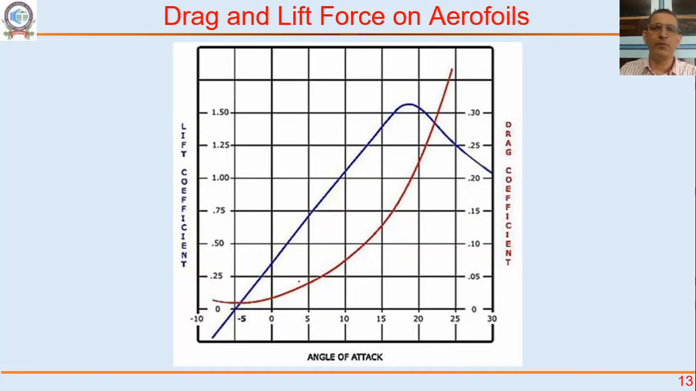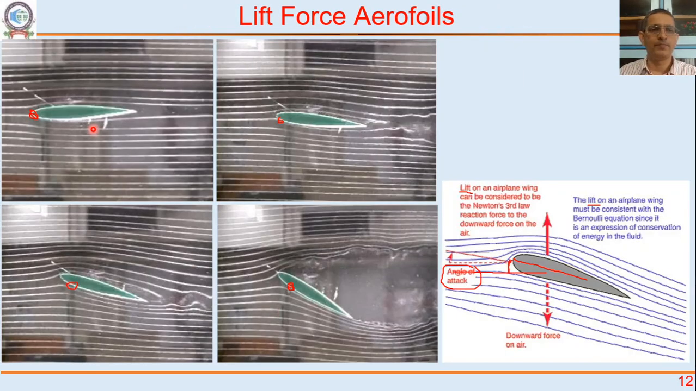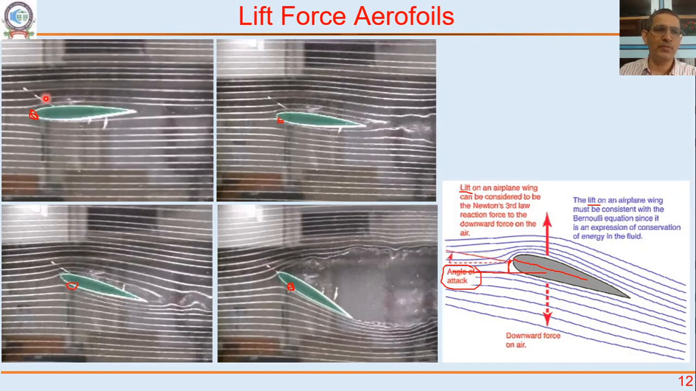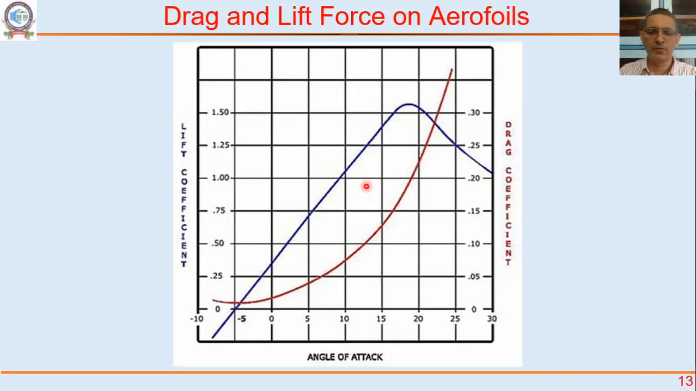So this is a graph typically for one kind of aerofoil. As you see, the angle of attack, let's say 0 degrees, is like this situation. Drag force is very, very small, and it is essentially the skin drag. But lift can still be there because this shape is slightly asymmetric. You don't see it very clearly, but it is asymmetric. This graph is not for this wing, it's for a different wing, so don't worry about that. You see a high lift coefficient. As you increase the angle, lift coefficient increases linearly, but the drag increases almost in a quadratic manner.